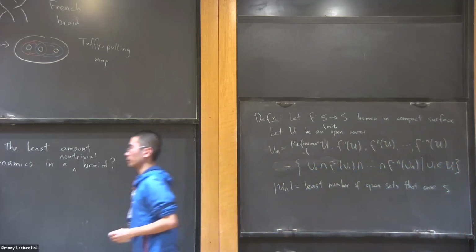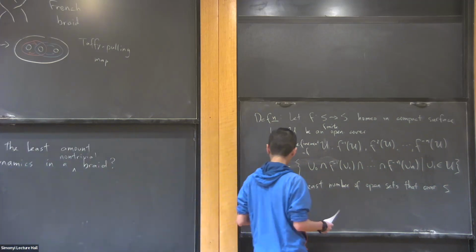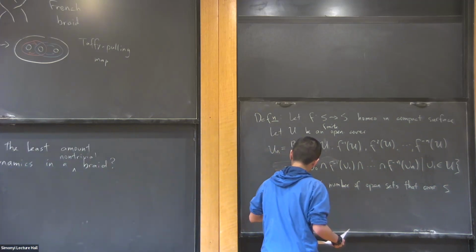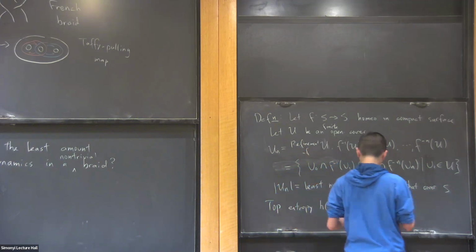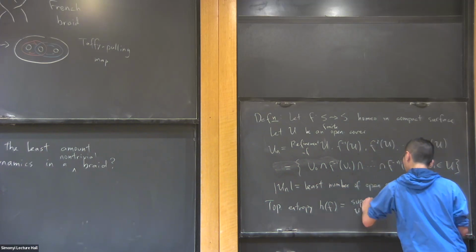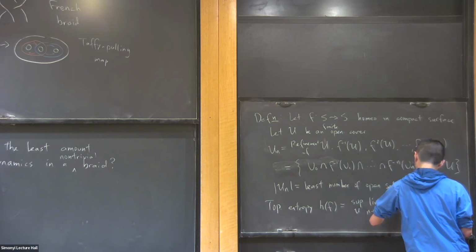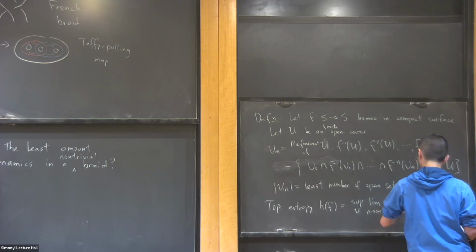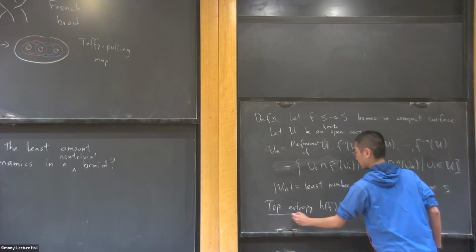And the entropy, let me get the order of my limits correctly. It's topological entropy, on the right, that's small h of f. Take the supremum over open covers, then the limit for n of this. Okay, so this is the topological entropy.